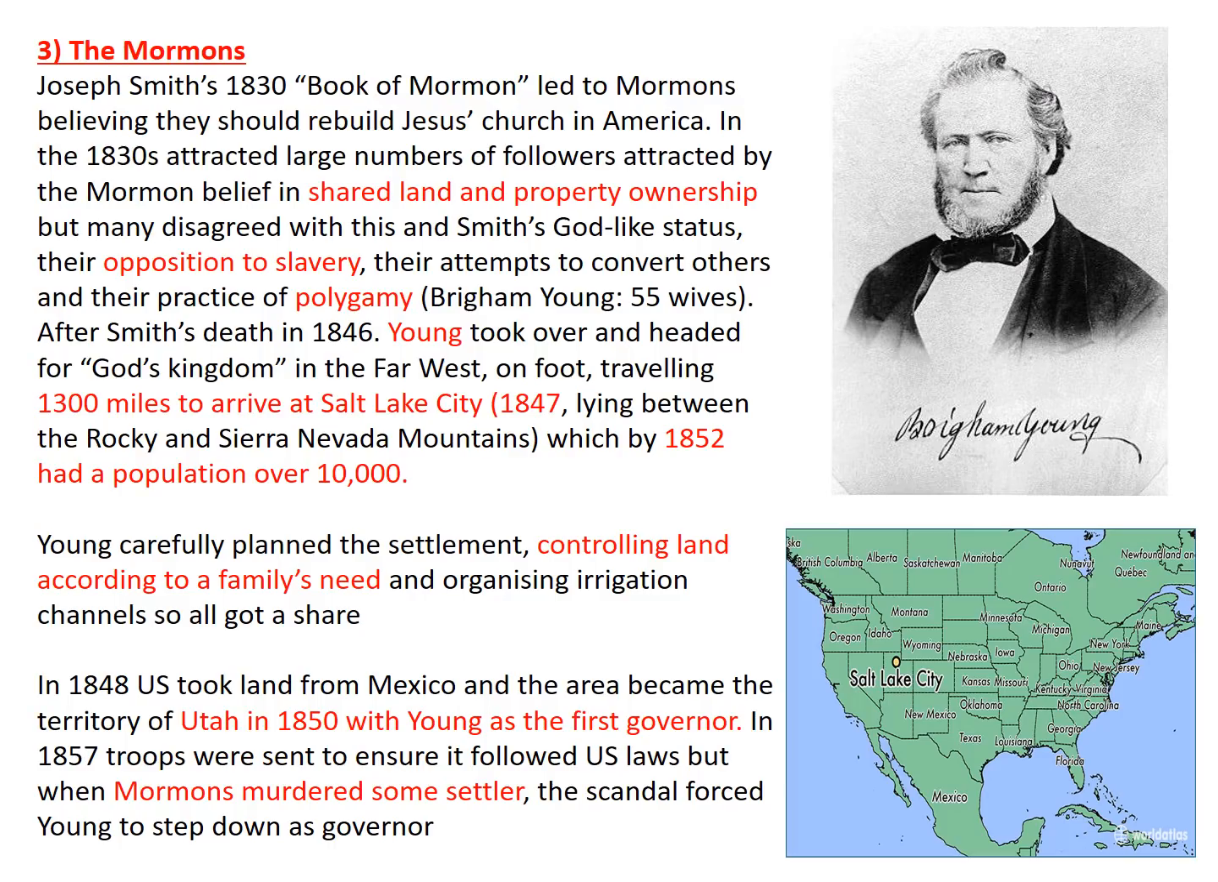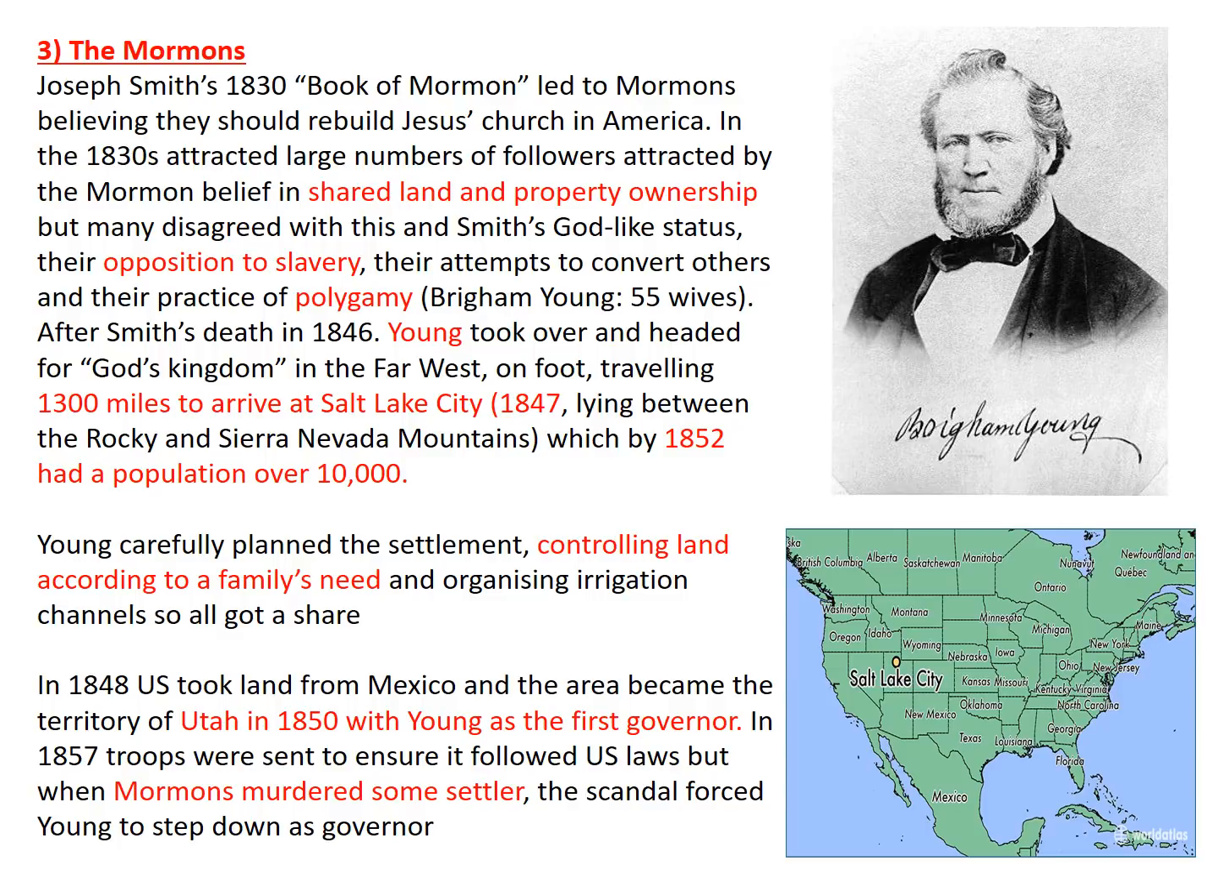So, third group, only a short one. The Mormons were a religious group inspired by Joseph Smith's 1830 Book of Mormon. They believed that they could rebuild Jesus' church in America. They attracted large numbers and also large numbers of opposition. Their belief in shared land and property ownership, lots of people didn't agree with. Smith himself had a godlike status. They opposed slavery. Their practice of polygamy was taken to extremes by their later leader, Brigham Young, who had 55 wives. Polygamy is the practice of being able to marry multiple times.